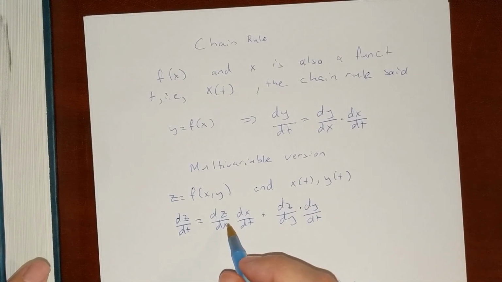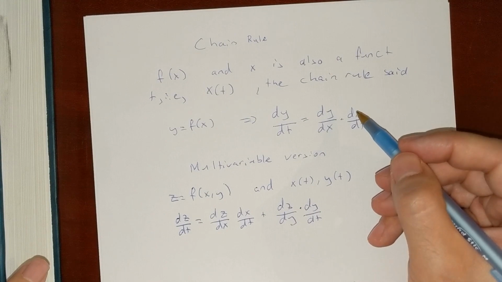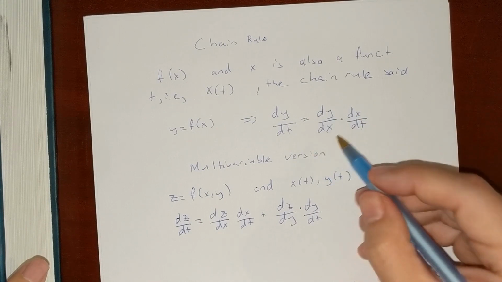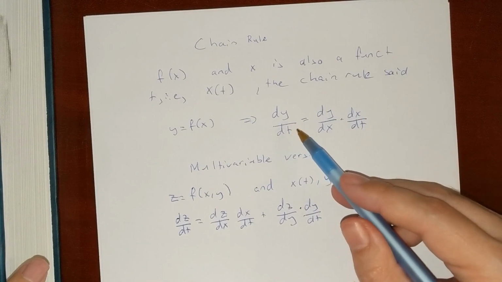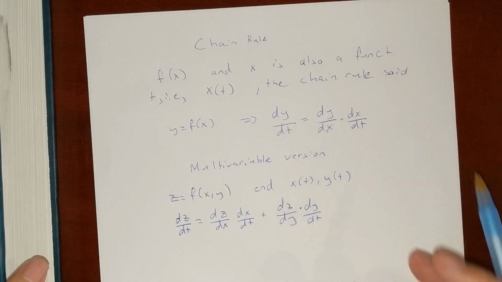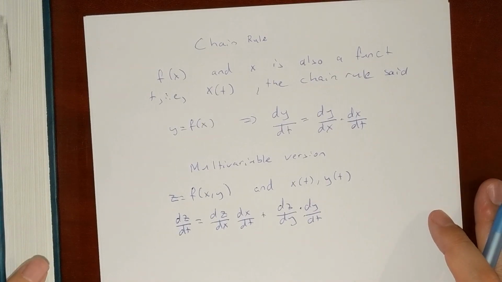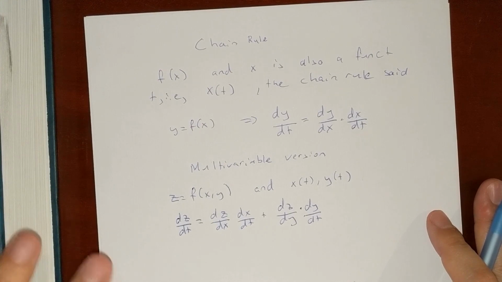Now, it's really similar. The way we thought about this last semester was, although these are not fractions, they kind of behave like fractions. If you want dy/dt, you could kind of cancel these out. Again, these are not fractions, they're infinitesimals, but that's what the chain rule says. So the first derivatives behave like fractions in some sense.